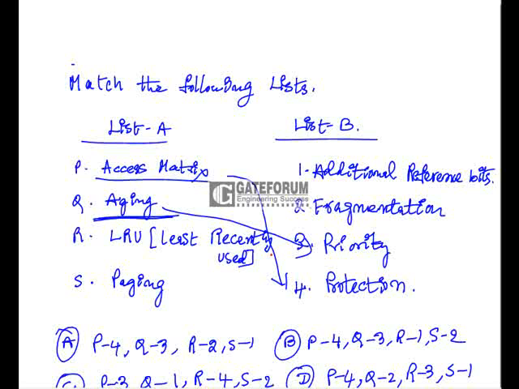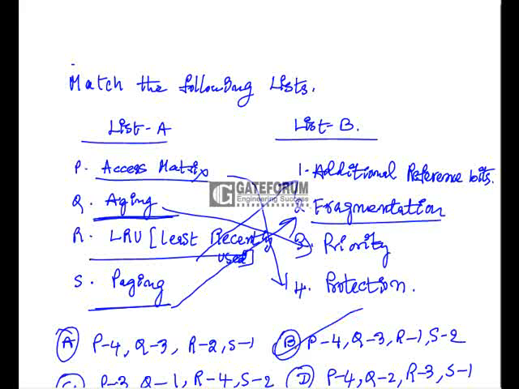The LRU, least recently used algorithm, can be implemented using the additional reference bits algorithm. And paging is related to fragmentation, because paging suffers from one kind of fragmentation, called internal fragmentation. So P-4, Q-3, R-1, and S-2. So option B is the right option here.